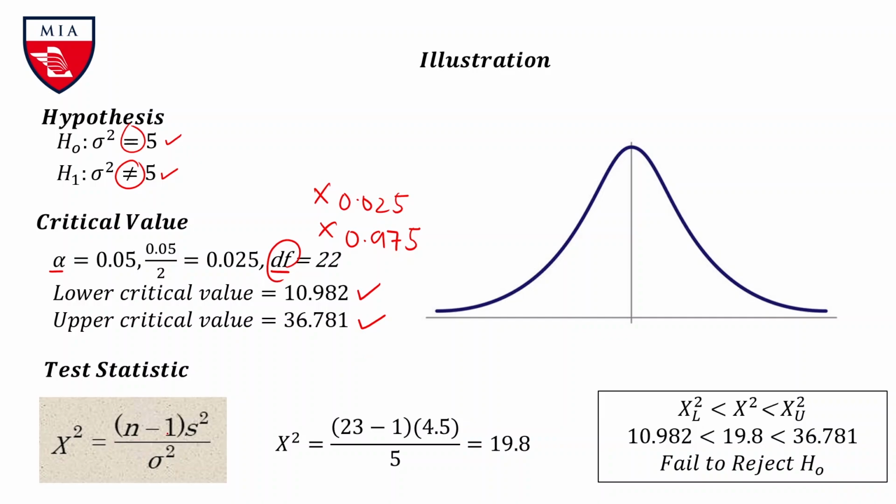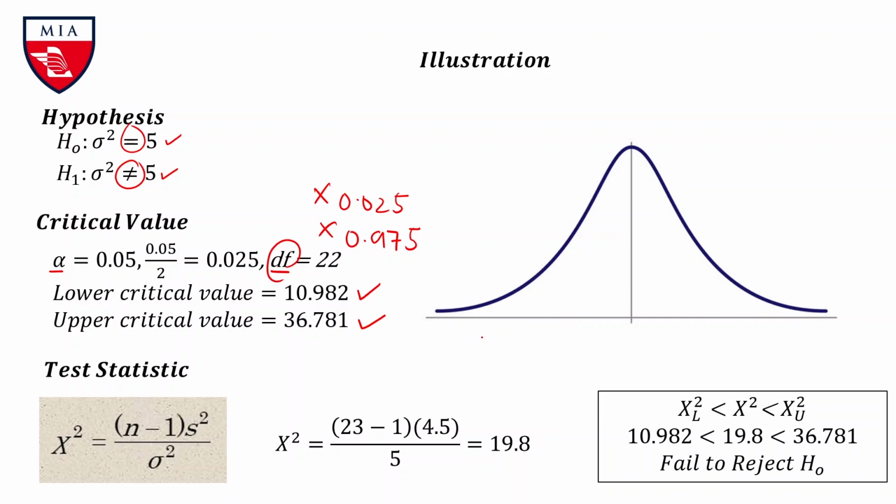Okay. So let's calculate the test statistic. In order for us to calculate the test statistic, we have this formula. Okay. So we have n minus 1 multiplied by our sample variance all over population variance. So substitute the values. So we have quantity 23 minus 1 multiplied by 4.5 over 5 is 19.8.